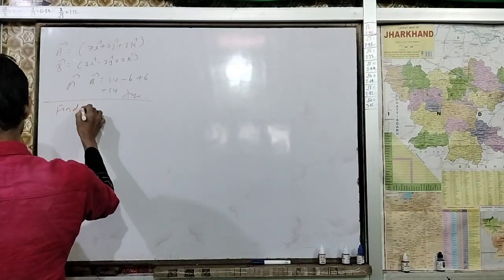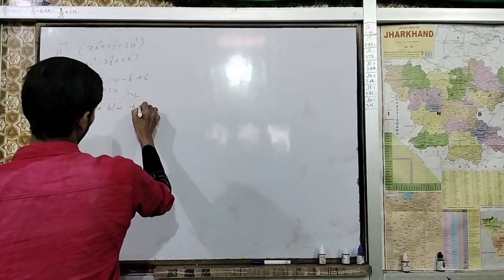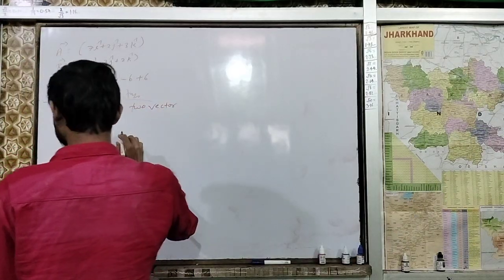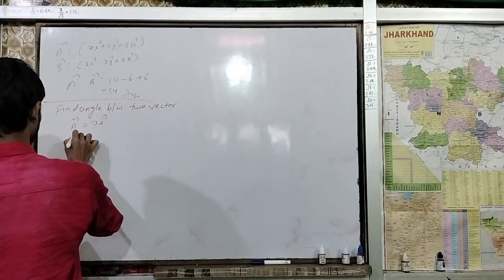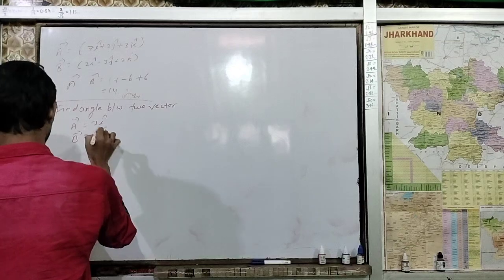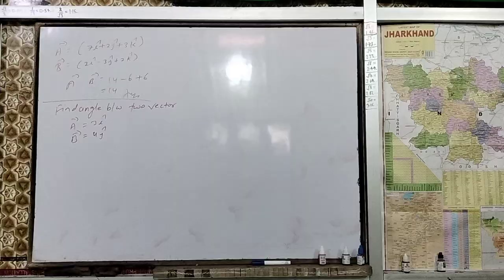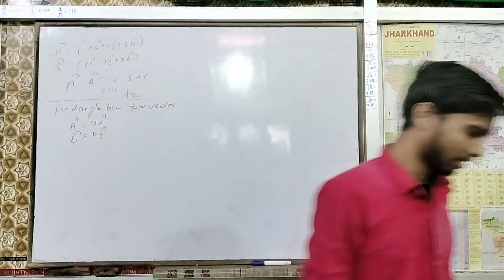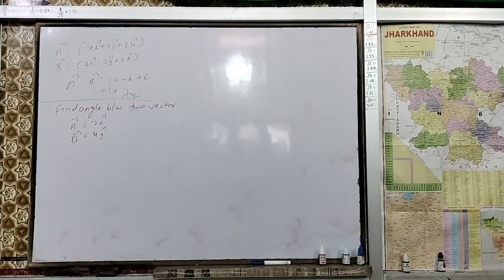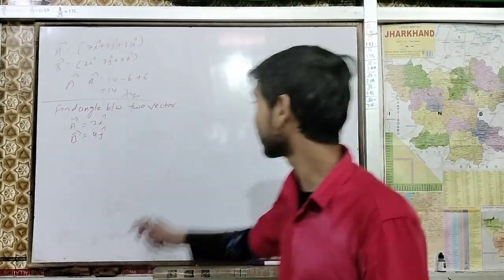Find the angle between two vectors. This is the next question, which is a little bit different from the previous one. Here the question is asking what is the angle between the given two vectors. Could you tell me what should be the angle between these two vectors?